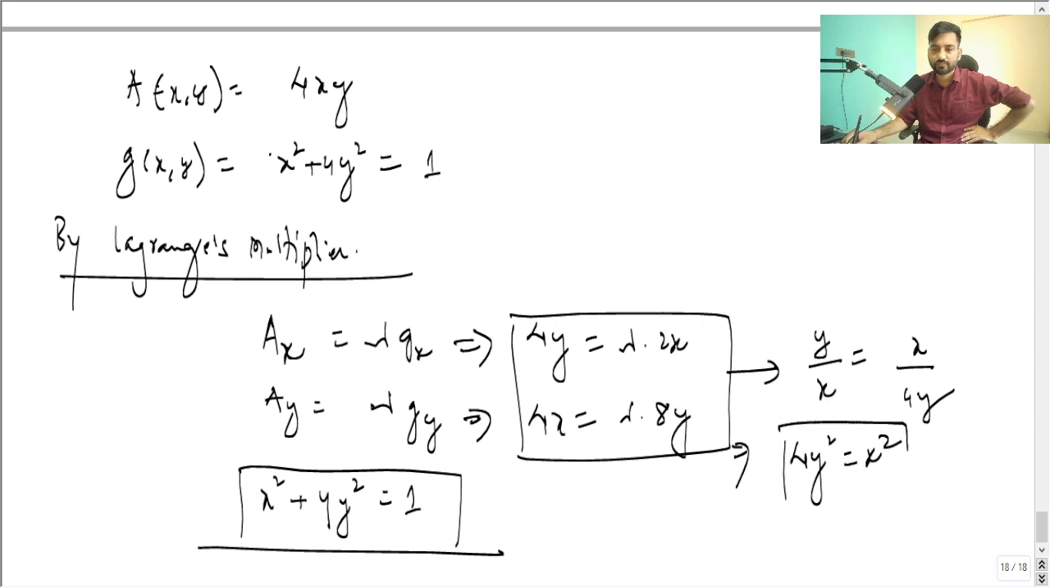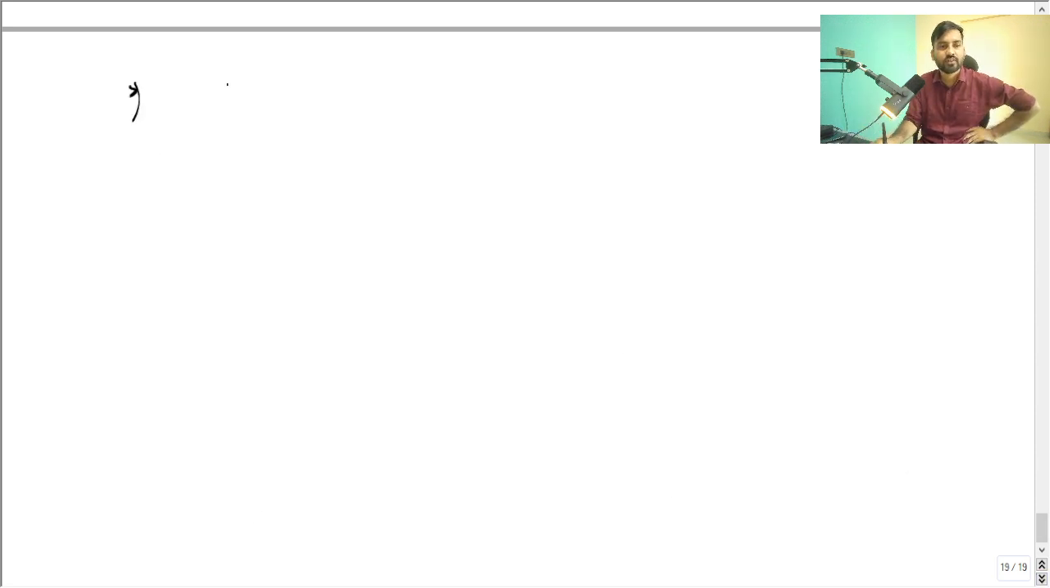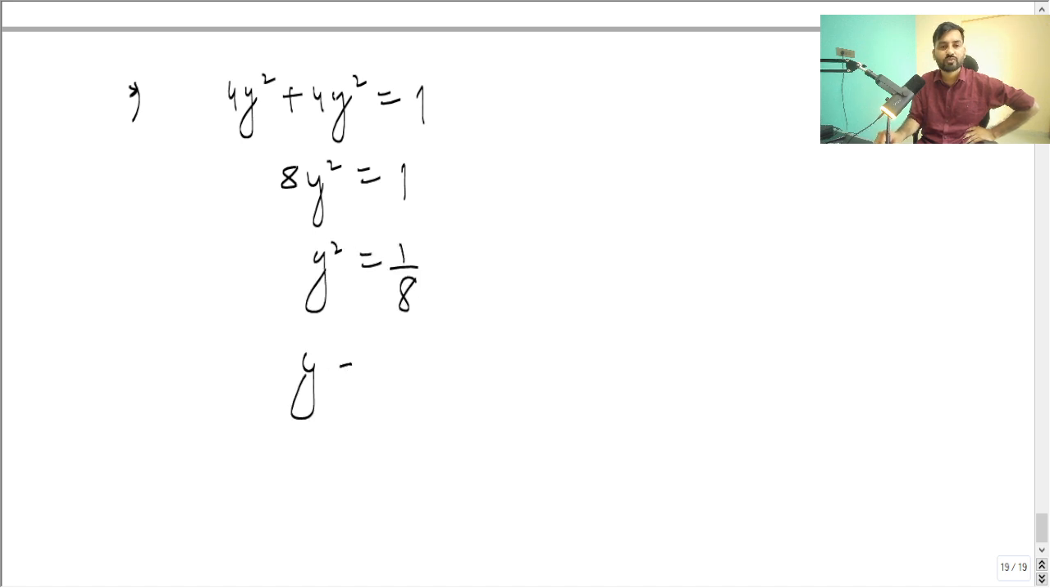Simple. Now you can replace this x square by 4y square. So that becomes 4y square plus 4y square equal to 1. So this is 8y square equal to 1, so y square equal to 1 by 8. So y equal to plus minus 1 by 2 root 2. Now what is the value of y that you have to choose? Since you have chosen the point on the first quadrant of the ellipse, please remember that y should be positive. So no confusion.